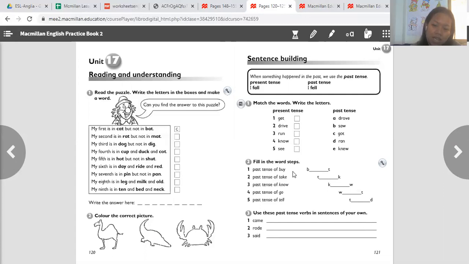Okay, next, fill in the word steps. Past tense of buy, past tense of take, past tense of know, past tense of go, and past tense of tell. And then use the past tense word in a sentence of your own. So you use these words. They give you these words, came, brought, wrote, and said, for you to make your own sentence out of these words, okay?